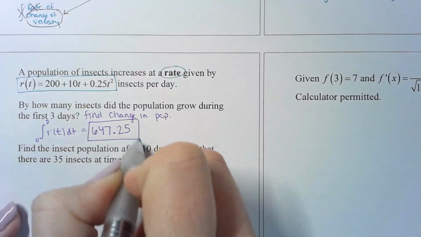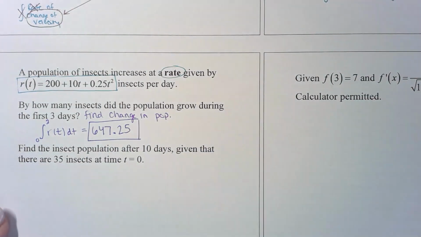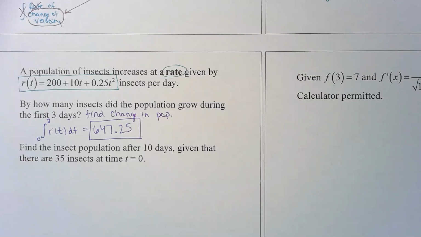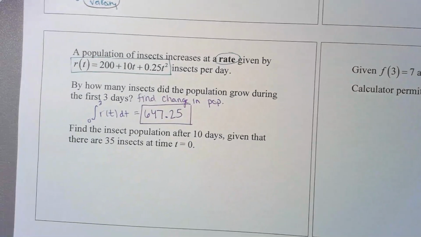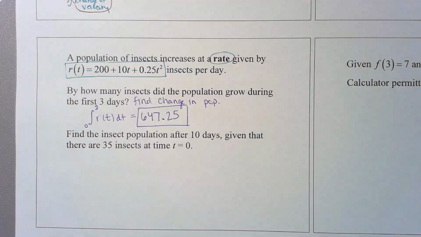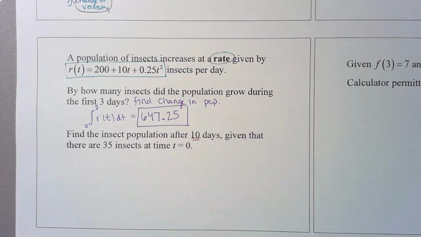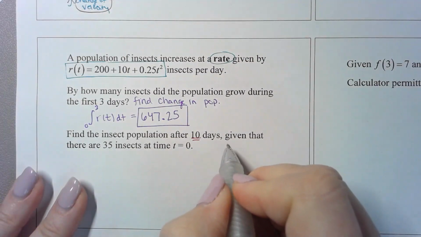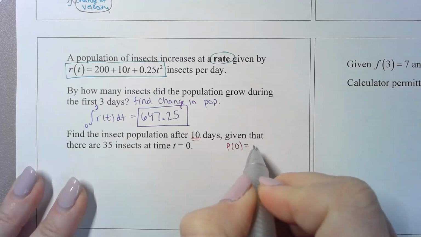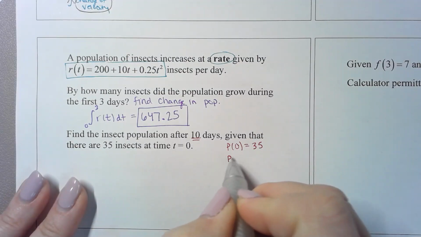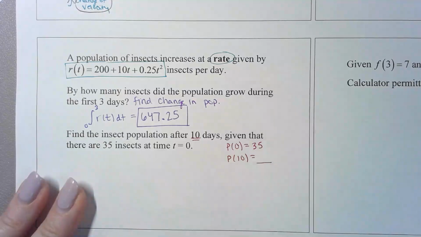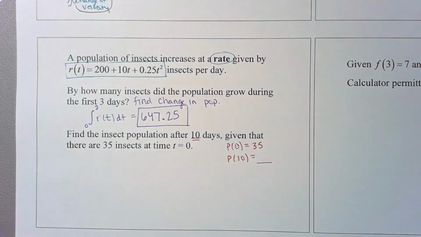We were not told otherwise about rounding, so we're always going to go to that third decimal place. Okay. So then the next question says, find the insect population after 10 days, so notice my time has changed, given that there are 35 insects at time 0. So essentially I'm saying the population at time 0 is 35, find the population at time 10. I just kind of made up a name of that function, P for population.